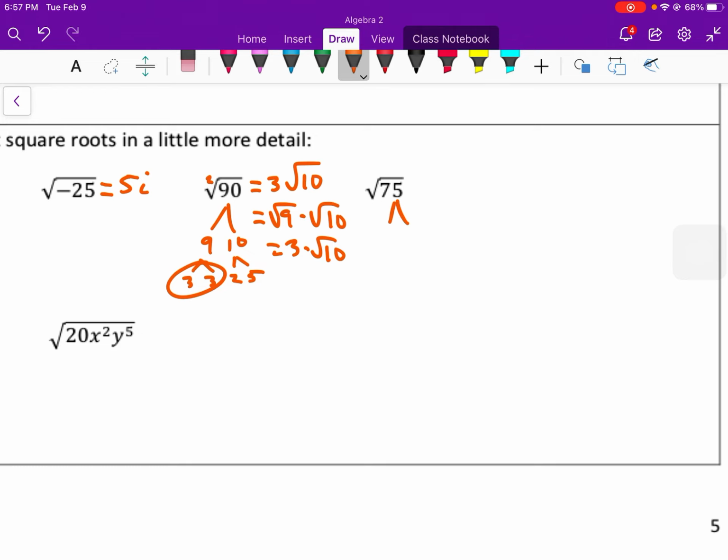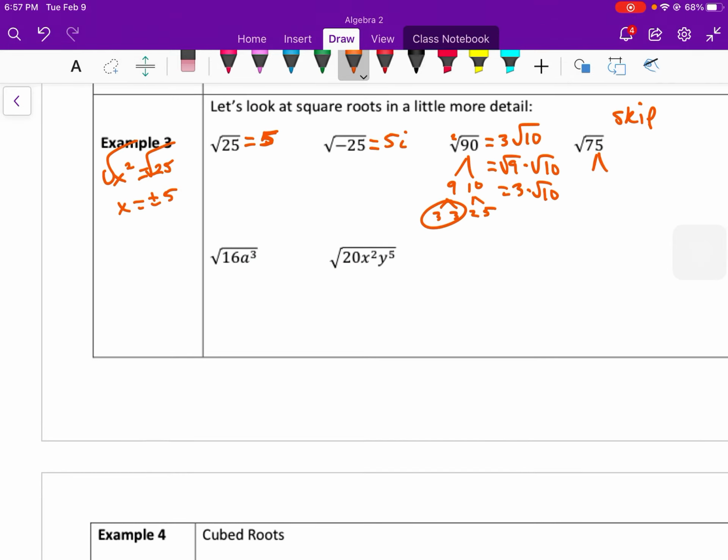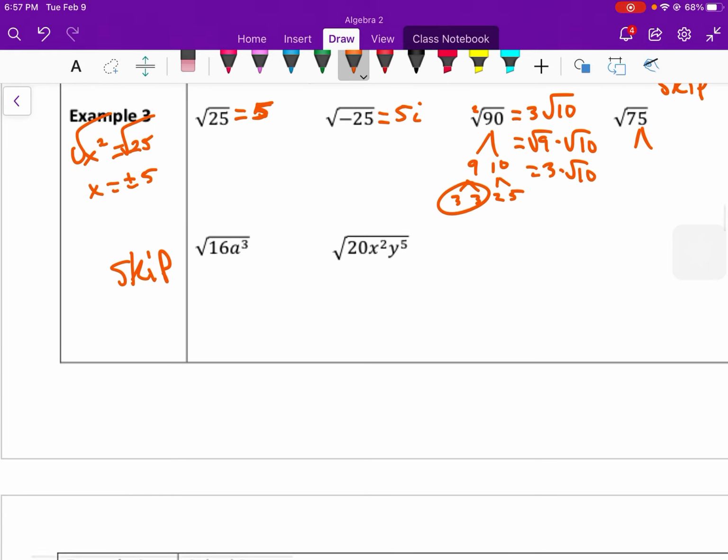The square root of 75, we have the same case where we're going to look at that factor tree. Actually, in this case, I'm going to skip it just due to time. And then I'm going to skip this one as well. You're welcome to try these if you'd like. They'll be the same practice.